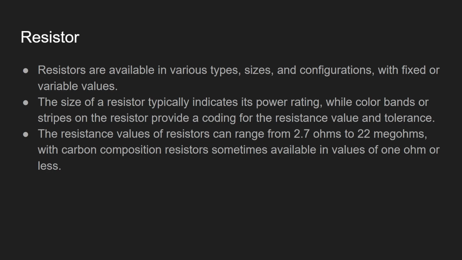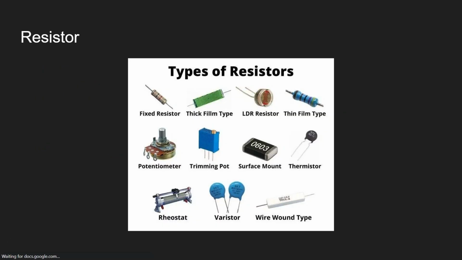Resistance values range from 2.7 ohms to 22 megaohms. I'm not going to go through it, it's just for your reference. Okay, types of resistors: fixed resistors, thin film resistors. We will go through the surface mount, the thin film type, and wire type. Potentiometer and rheostat we will treat as the same device first. Just treat them as the same category, variable resistance, although they are a bit different technically.